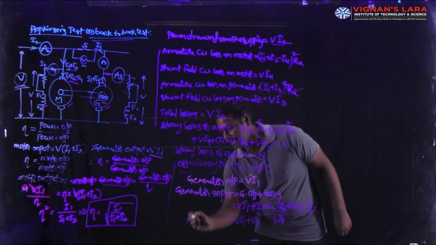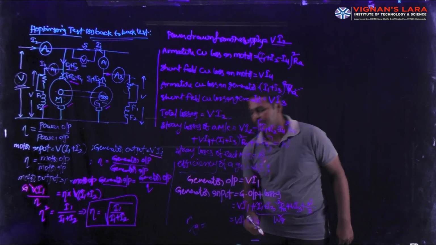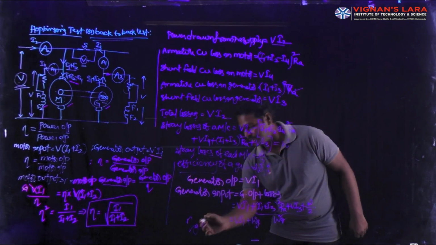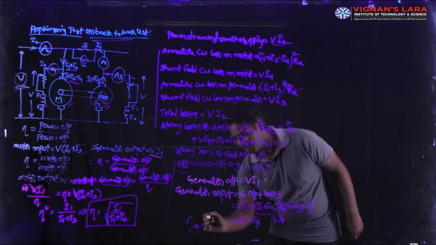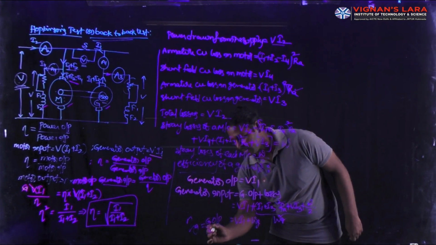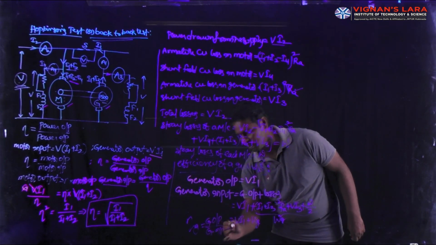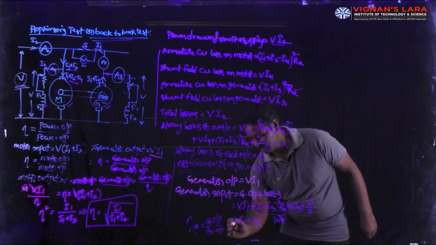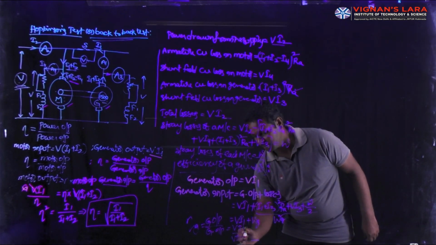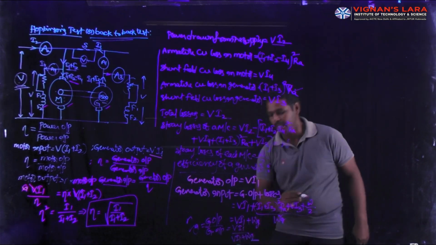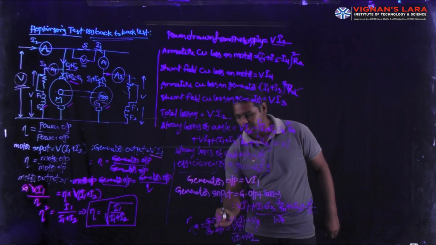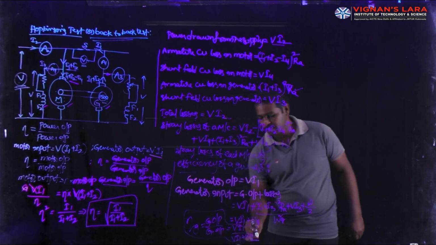Now the efficiency of a generator is equal to output divided by generator input. The output is V into I1, divided by V into I1 plus WG. Based on this expression we can find out the efficiency of a generator.